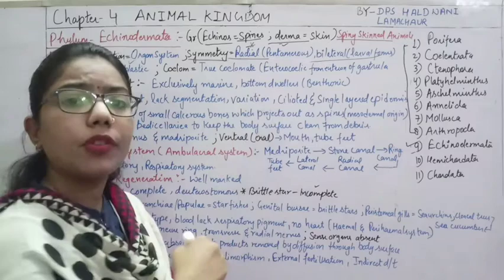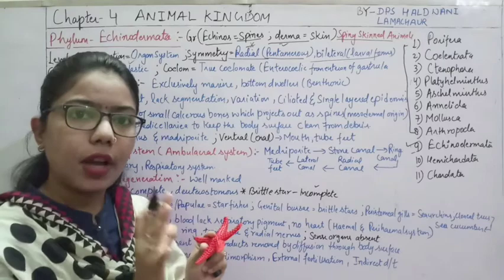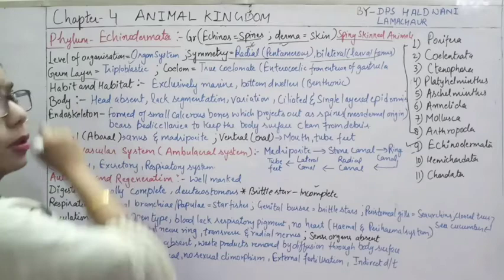Pentamerous. It means that those which come under this Echinodermata, if they are having radial symmetry, it means that whether they are having 5 or multiples of 5, right? If it is there, then it will follow the radial symmetry. Now, another thing, that is germ layer. It means that it forms from how many layers?